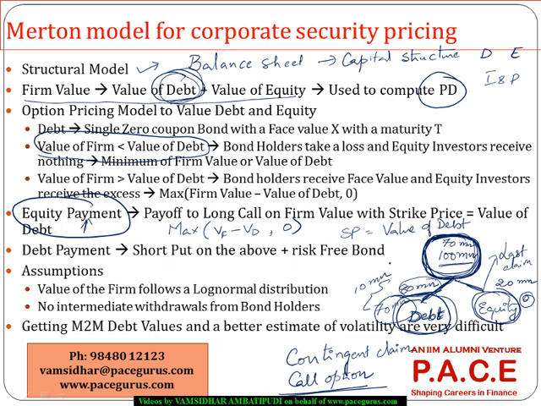Whereas look at the debt investor, what is he getting? If the value of the firm is lesser than the value of the debt, he is getting the value of the firm, and if the value of the firm is greater than the value of the debt, he is getting the value of the debt. So the minimum of those two is what he is getting.